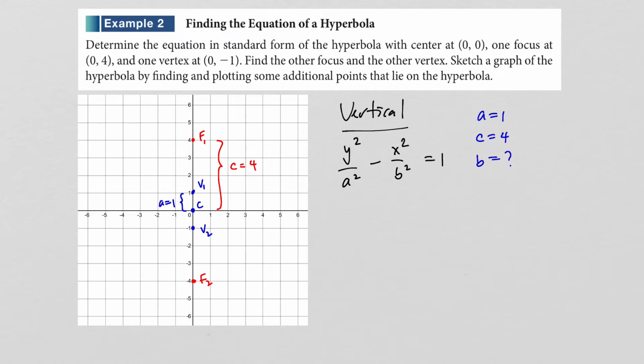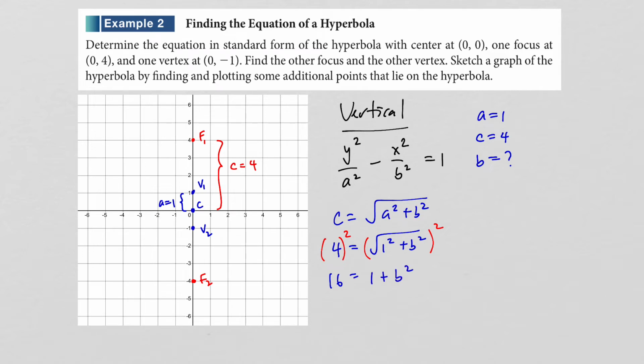And the only question is, what would b be equal to? Well, let's remember that the equation that relates a, b, and c is c equals the square root of a squared plus b squared. So if we know that c is 4, and if we know that a is 1, we can use this to find the value of b. So all we have to do is square both sides. This will give us 16 is equal to 1 plus b squared. So what happens here is the square and the square root cancel. And if we subtract 1 from both sides, we get 15 is equal to b squared, which means b is equal to the square root of 15.